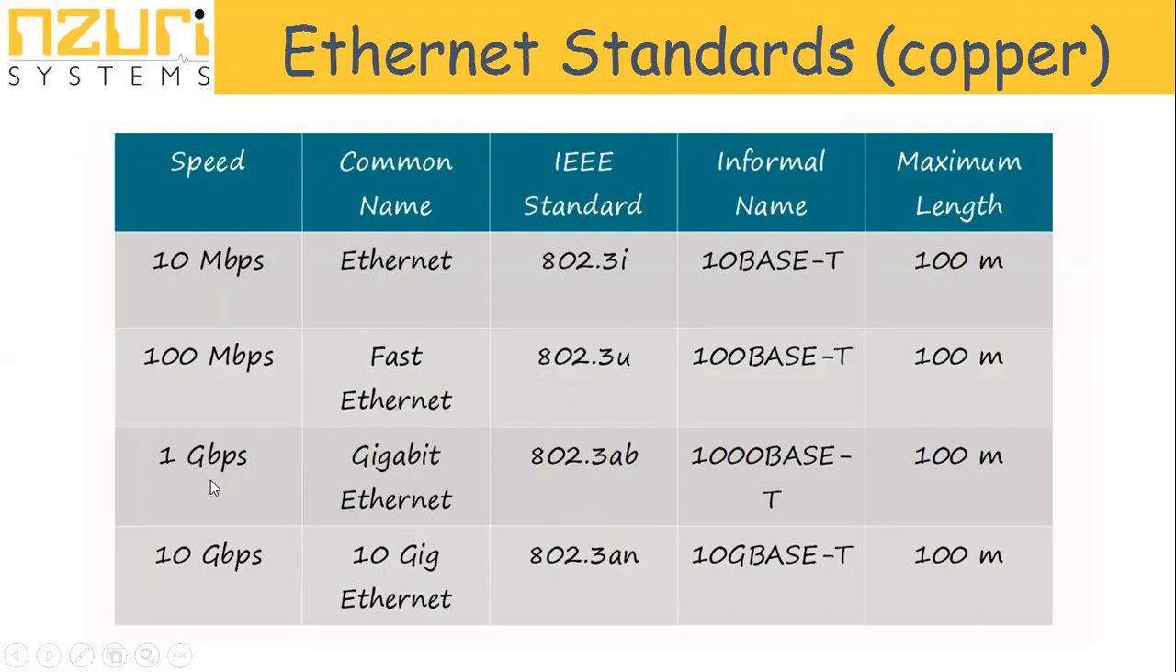So Gigabit Ethernet is 1 gigabit speed, and that's the standard 802.3ab. Then we have 1000BASE-T. It's also what, 100 meters. Then we have the 10 gigabits. That's the 10 Gig Ethernet that has 10 gigabit speed. It's the 802.3an. And then we have the 10GBASE-T, which tells you the speed is 10 gigabits, it's baseband, and it's what, a twisted pair cable. And it's equally what, 100 meters.